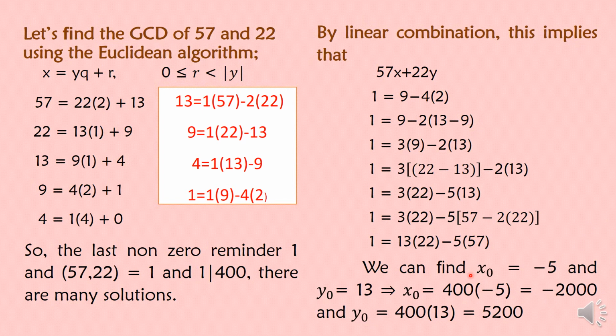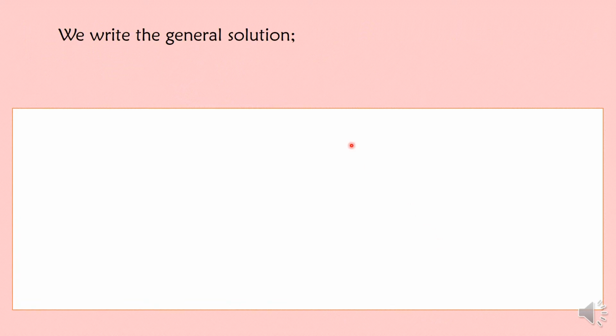So we can find x sub 0 is equal to negative 5, which is our x is 57. So it will be negative 5. And y sub 0 is equal to 13, since in 22 there will be 13 times 22. So it implies also that x sub 0 is equal to 400 times negative 5, which is equal to negative 2,000. And y sub 0 is equal to 400 times 13, that will be 5,200. Next, we write the general solution.